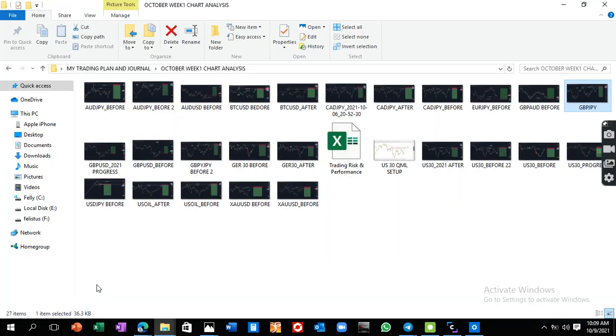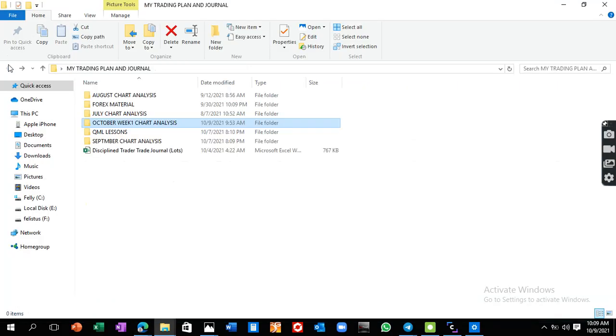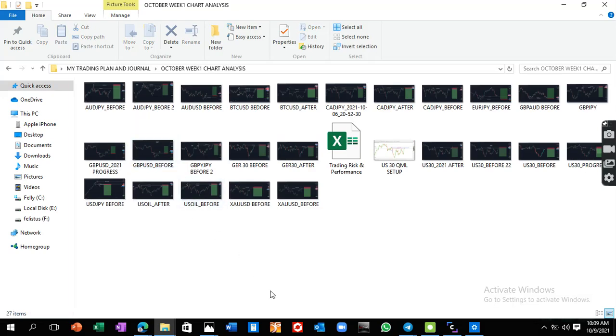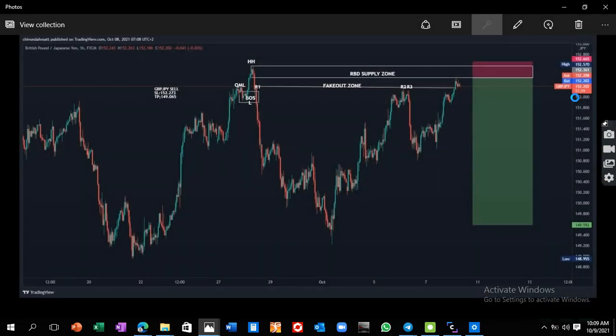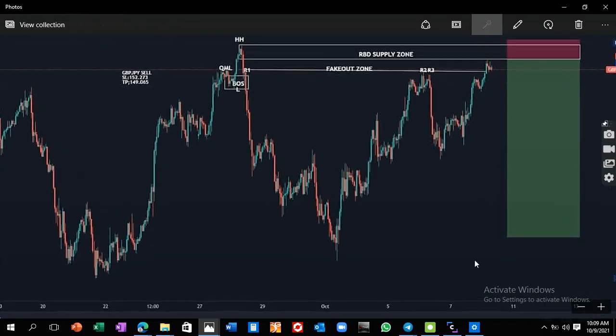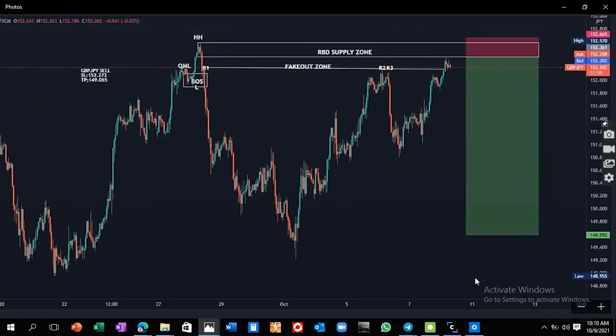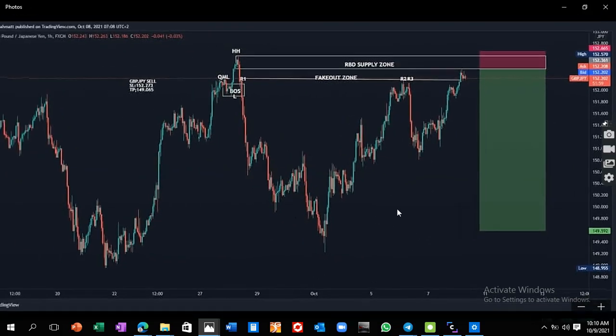Okay, so I really hope you guys also journal your trades. It's really important for you to come back later and review your trades for you to become a better forex trader. So this is the setup that I had. You guys know that I trade the advanced supply demand strategy.